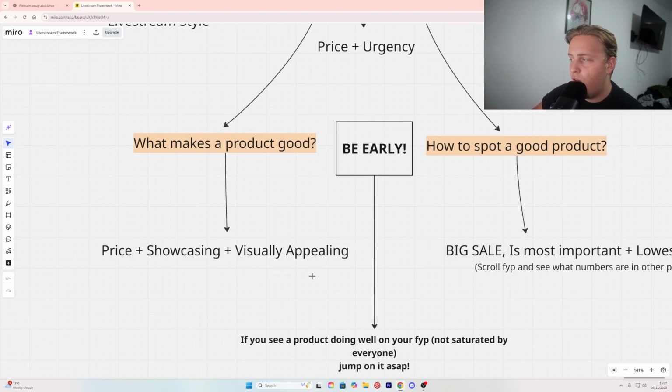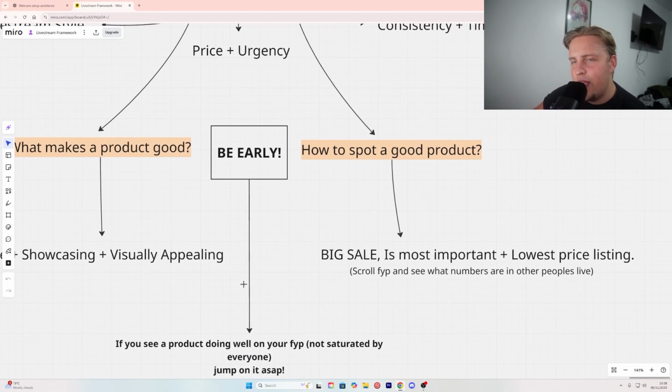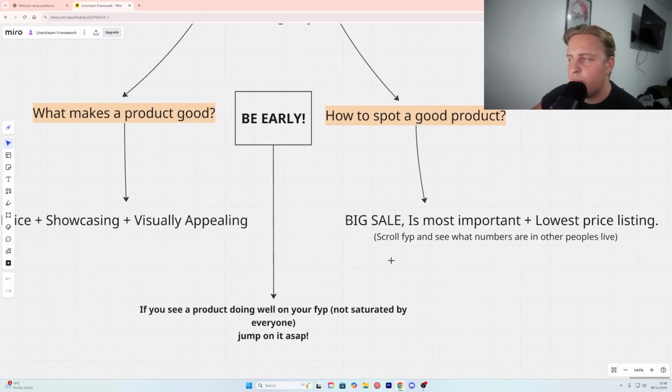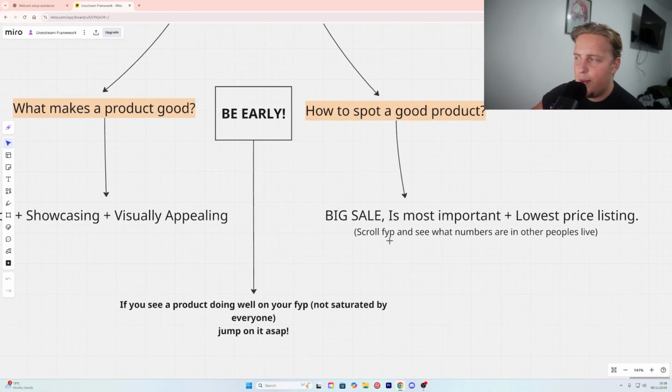And then you've got to understand, big sale is the most important thing, and having the lowest price listing. We've already gone over this, but there being a big sale is literally the biggest and the best thing you can possibly do. Because what you have to understand is that if it's a big sale on the product, people are going to buy. They are going to buy. And as you know, November, December time, this is why I'm saying to start your lives now.